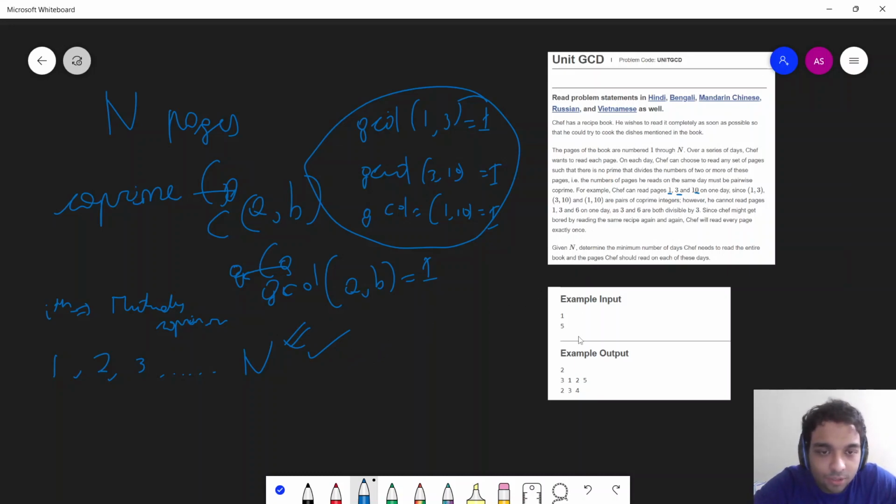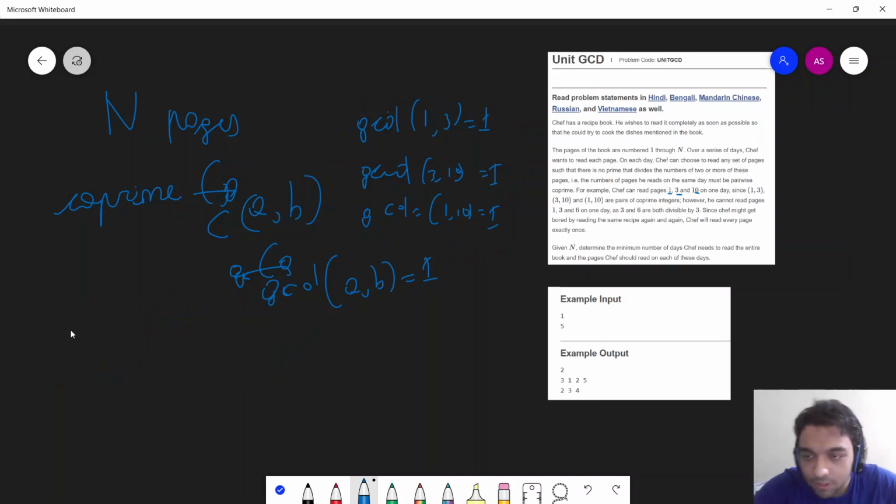So let me just show you the sample test case so you will get a clear understanding. Initially we have 5, so I have my 5 pages, I have my book numbered 1, 2, 3, 4, 5. What Chef does here is, he reads 1, then 2 and 5 on the first day. And as you can see, all of these numbers are mutually co-prime. The GCD of 1 with anything will obviously be 1, but the GCD of 2 comma 5 is also 1, so it is also co-prime. So Chef will complete these pages on the first day.